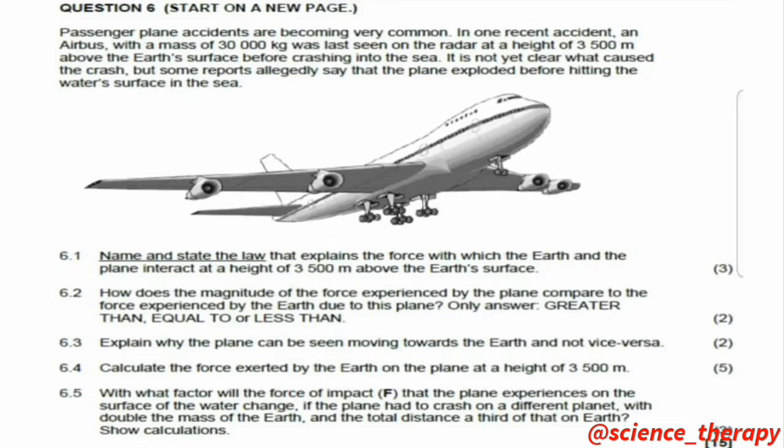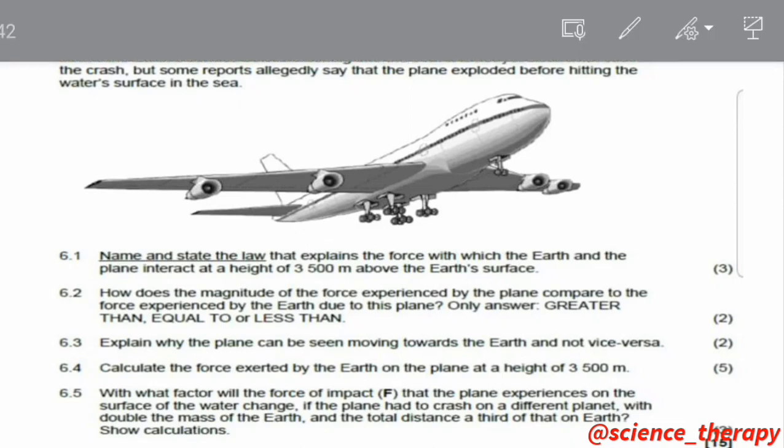So 6.2 says, how does the magnitude of the force experienced by the plane compare to the force experienced by the Earth due to this plane? Only answer greater than, equal to, or less than. According to Newton's third law, when the plane exerts a force on the Earth, the Earth will also exert a force of the same magnitude, but in the opposite direction. So the correct answer here is obviously equal to, right?